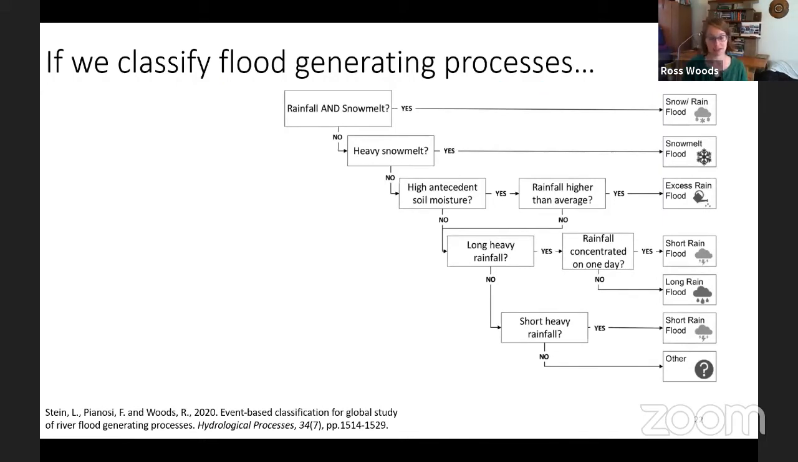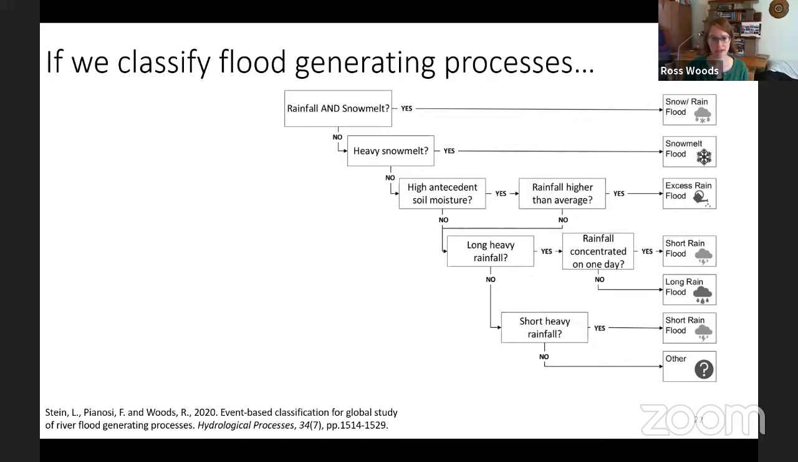And for that, we developed a classification tree that identifies 5 different flood generating processes. So one process would be, for example, the combination of rain and snow. That would be the very top, or we just look, is there enough snowmelt to cause a flood event? And then another process would be excess rain floods, where you have a saturated soil and you don't need very high rainfall amounts for that to actually cause a flood event, because the soil is saturated, you get a lot of runoff quite immediately.